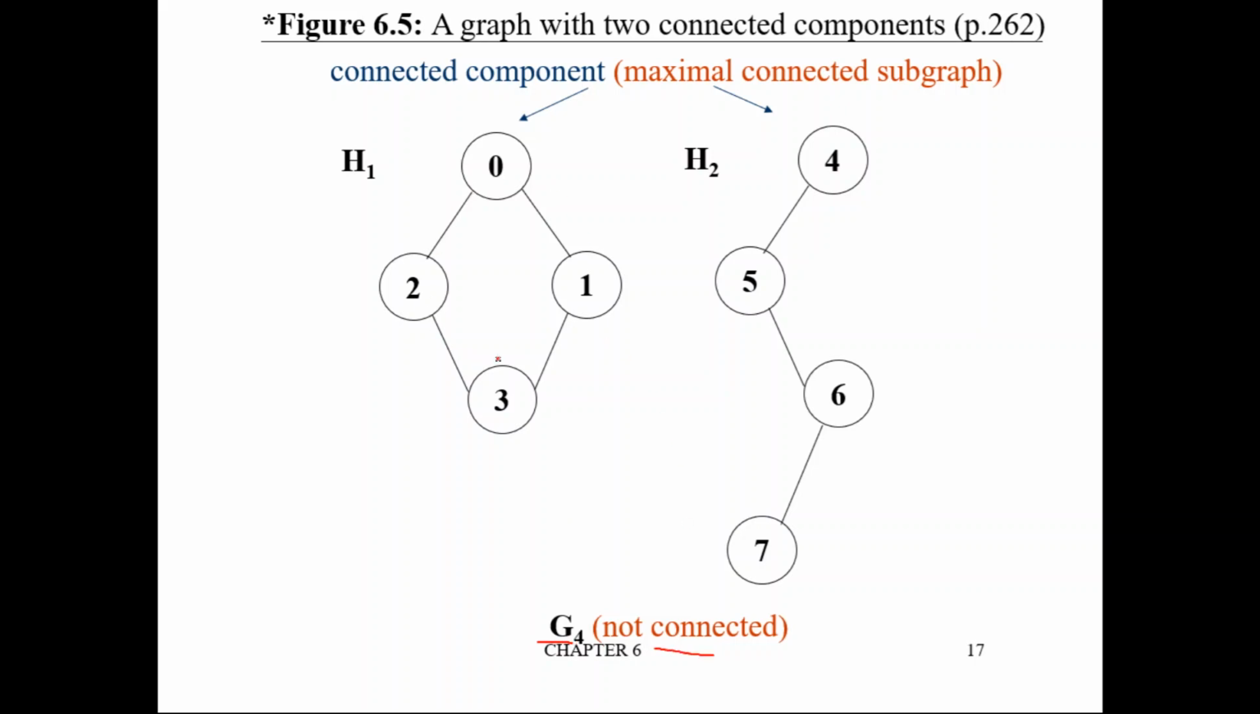Now this graph has two subgraphs. This is subgraph 1, which is called H1. Subgraph 2 is called H2. These two subgraphs by themselves are connected. The subgraph H1 is connected and the subgraph H2 is connected. So this graph has two connected components, and it does not have any further connected component. So that is called a maximal connected subgraph. Here, this particular graph contains two connected subgraphs, so two is the maximal here. That is called a maximal connected subgraph.